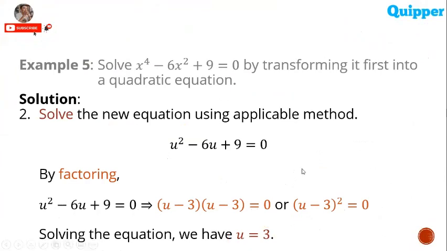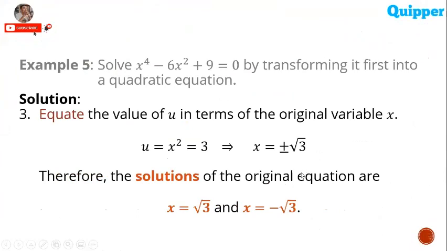Okay. After this, you now go back to its original equation. We remember that u is equal to x squared. And after solving for u, we had the value of u equal to 3. So from here, since u is equal to x squared, therefore, x squared is just equal to 3.